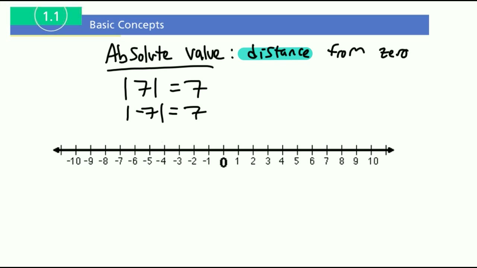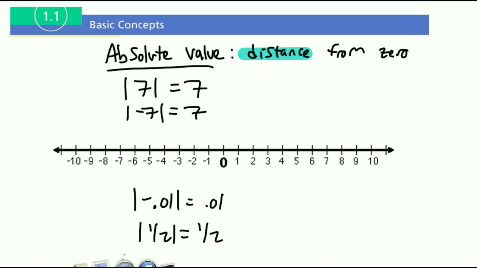Let's do a few more here just so that this makes sense. What is the absolute value of negative 0.01? Meaning, how far is negative 0.01 away from 0? Well, it's 0.01 away from 0. And how far is a half from 0? Well, it's a half. Pretty simple there, right?